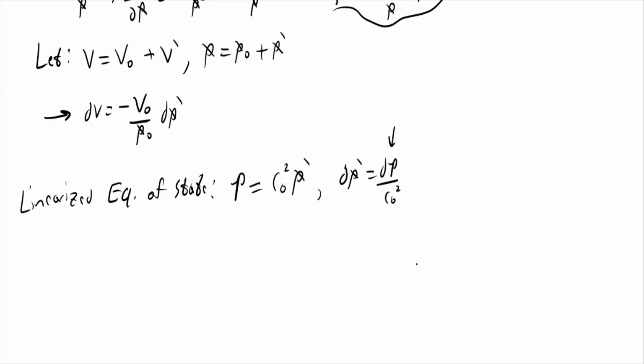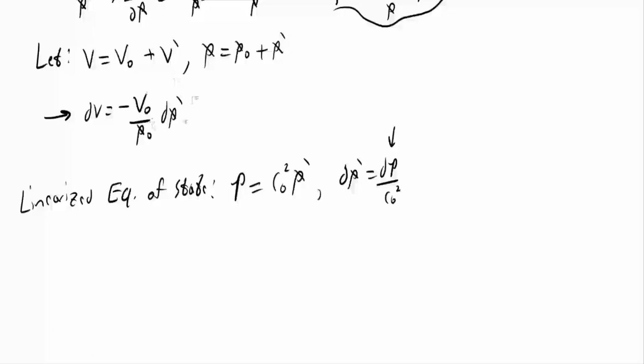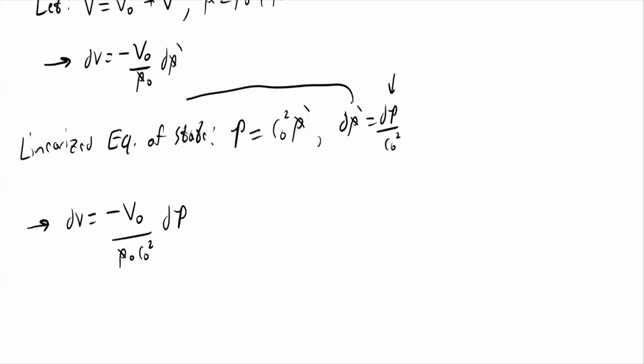So we can substitute it in and then take our integral of P times dP. That's the reason I linearized it in this fashion. As such, we can say that dV is equal to negative V naught over rho naught c naught squared dP. I just plugged this d rho prime into there, and this was the result.